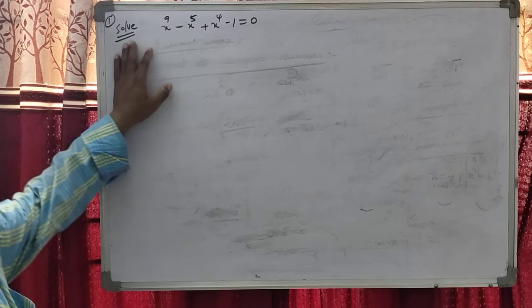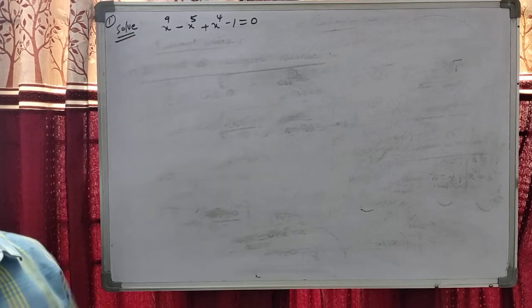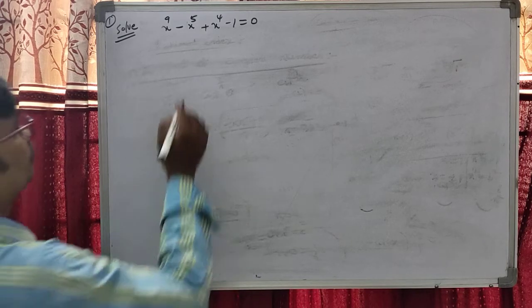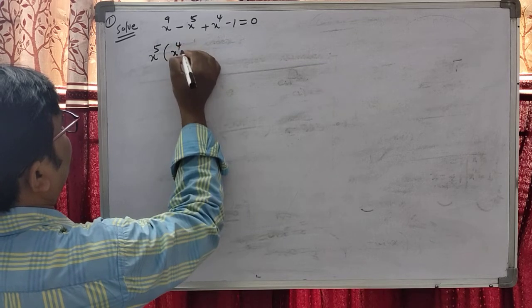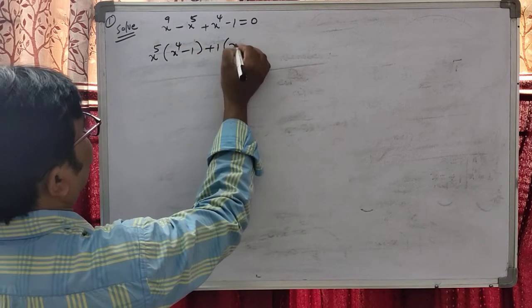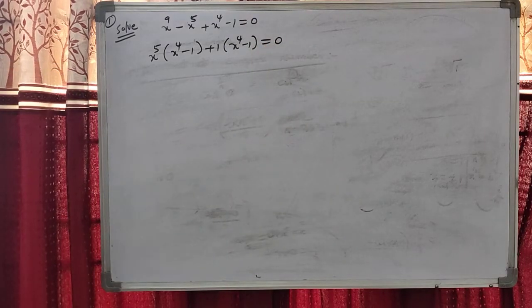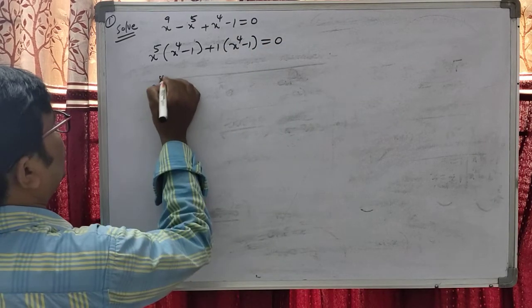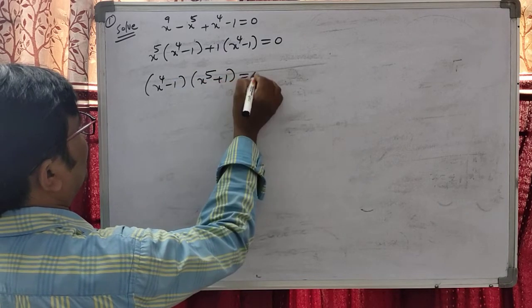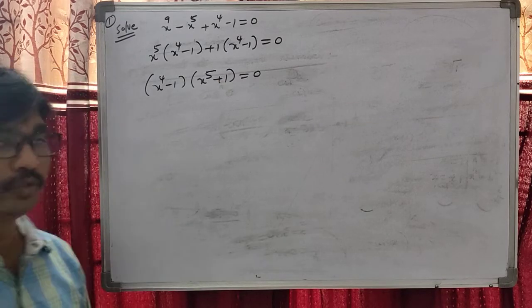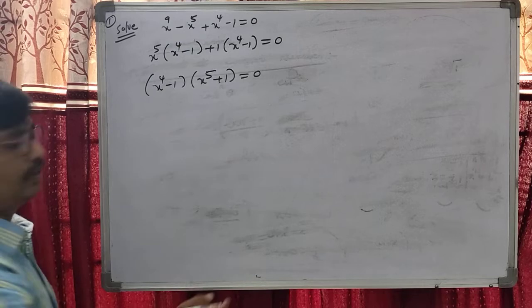My dear students, this is a very important question. Solve x power 9 minus x power 5 plus x power 4 minus 1 equal to 0. The common factor is x power 5 times x power 4 minus 1, plus x power 4 minus 1. So this is x power 4 minus 1 into x power 5 plus 1 equal to 0.